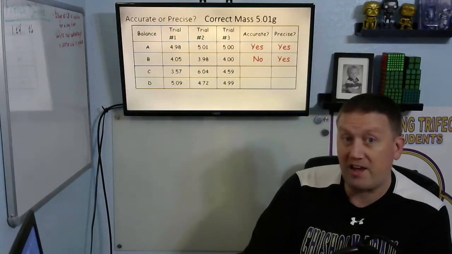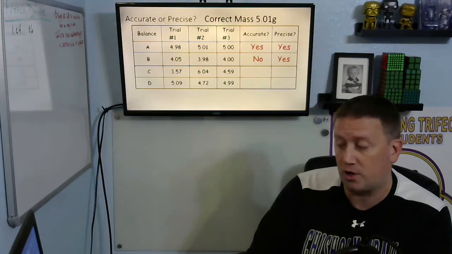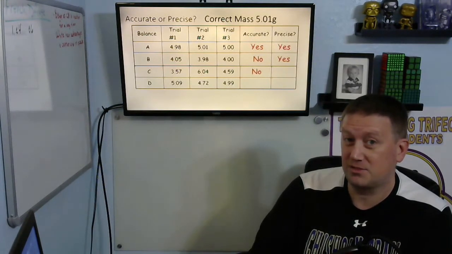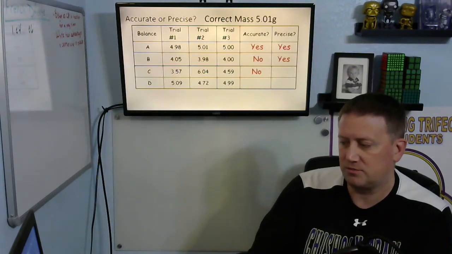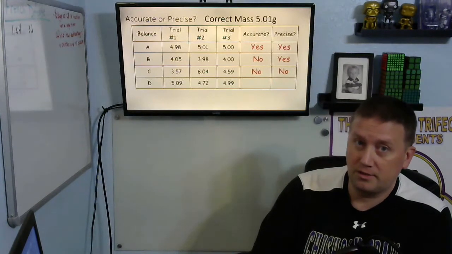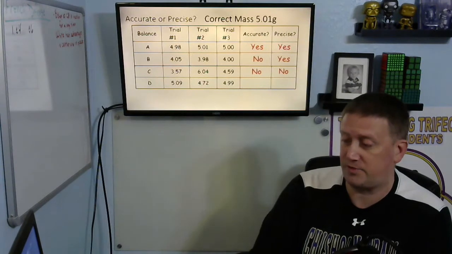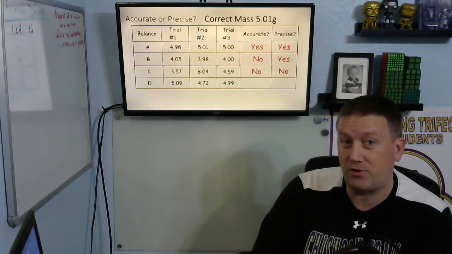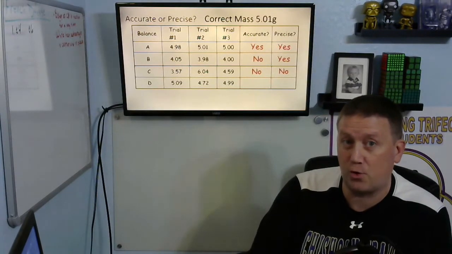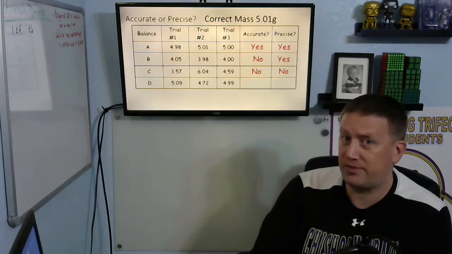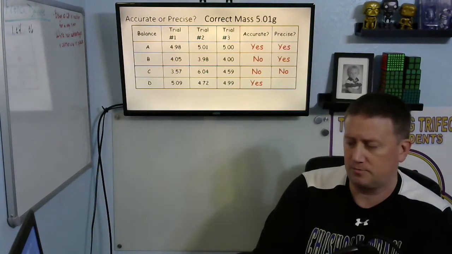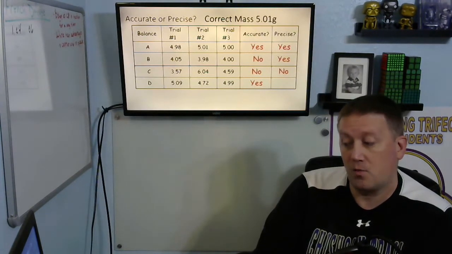Group C, we have measurements of 3.57, 6.04, and 4.59. All right. Are these accurate? They're pretty far off. So, no, they're not accurate. Are they precise? No, they're spread out. So, these measurements are not accurate. They are not precise. And then our last group, 5.09, 4.72, 4.99. All right, are they accurate? Remember that the actual mass is 5.01. Here, yeah, they're pretty close to the actual mass. So we would say that yes, those measurements are accurate. Are they precise? All right, we have 5.09, 4.72, 4.99.